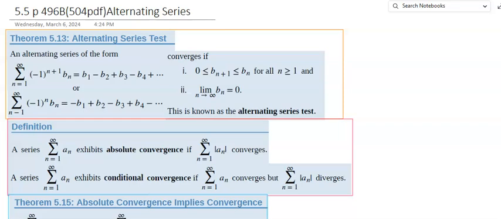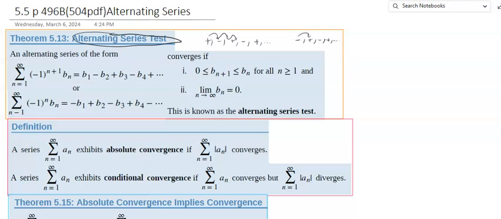Section 5.5 talks about alternating series test. Actually, it talks about two different tests. Well, not two different, one test, but another type of convergence or divergence. Alternating series is a series that switches signs from positive to negative, or from negative to positive. It doesn't matter which order that runs in, but it has to be alternating each term.